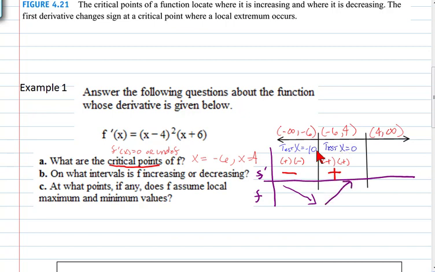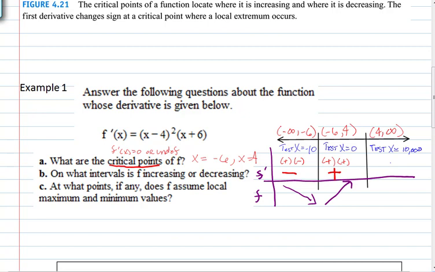What does that tell us about the point x equals negative 6? It's a local minimum because it goes from decreasing to increasing. That shape is a local minimum right here at x equals negative 6. Go to the next interval. What do you want to test? 10,000. It's in there. All I got to do is pick any number in that interval.